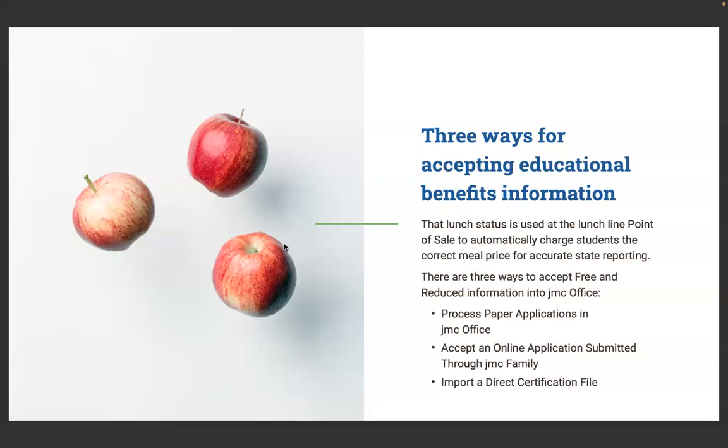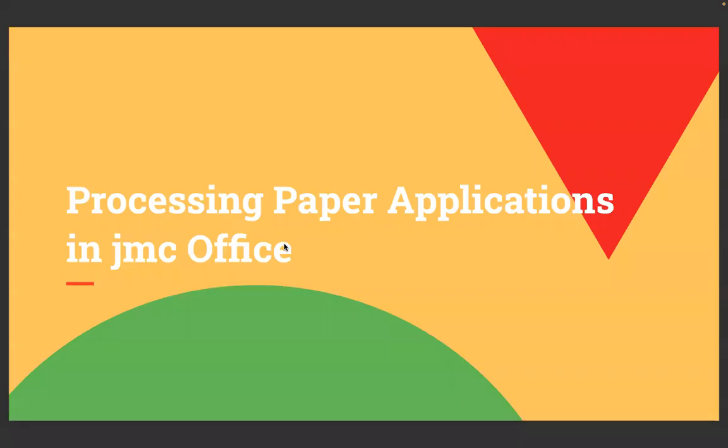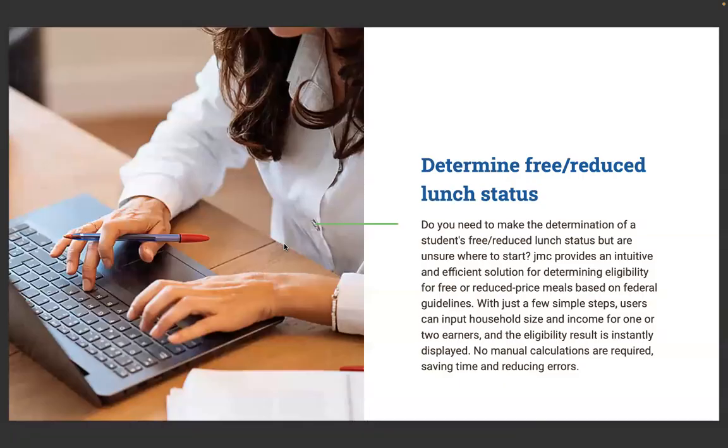And the third way would be through a direct certification file import. So you download an import file and then you'd import it into JMC. And these are folks that might be involved in a state program that automatically qualifies them for free and reduced lunch. Those are the three ways for accepting educational benefits. It's up to you to use either a combination or one or all of these methods for getting that free and reduced status or changing your students' free and reduced status. And we'll start with paper applications.